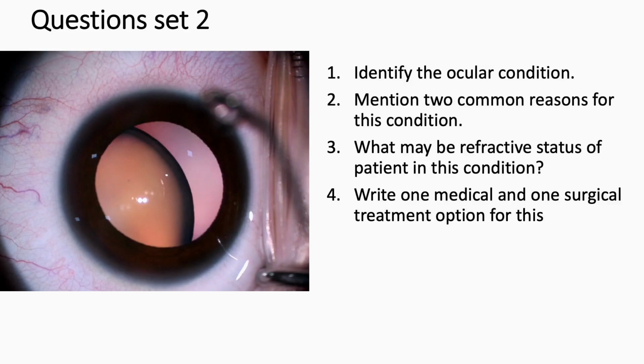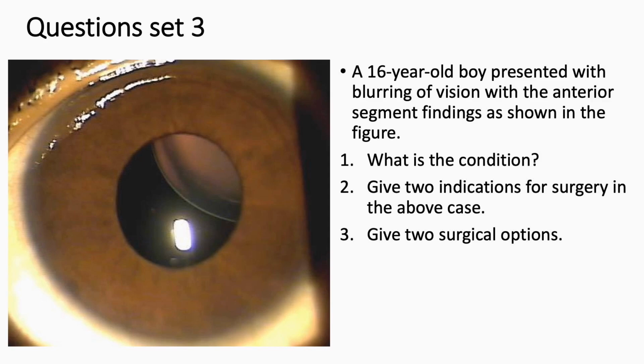Now let's look at the second question. What do you see in the image? The lens is not in its correct position. It is subluxated inferonasally. The questions are: identify the ocular condition, mention the two common reasons, what is the refractive pattern of this patient, write one medical and one surgical treatment option. We will answer this question soon, but first understand the underlying concept.